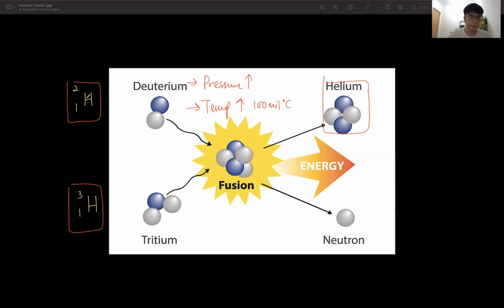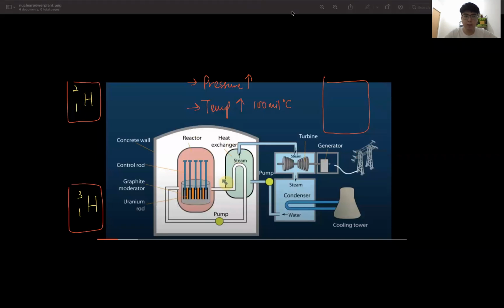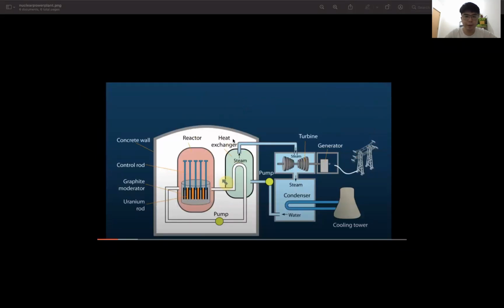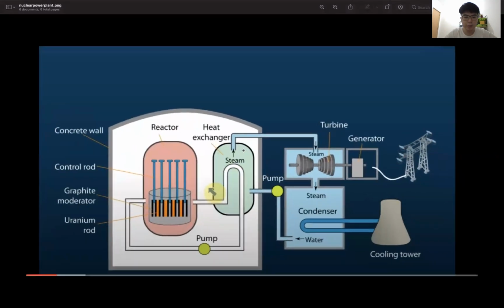Okay, now next one, we look at the energy, the nuclear power plant. Now this one also might come out in the exam, SPM and all that. They will ask you how it works, what this does, what that does, like that.